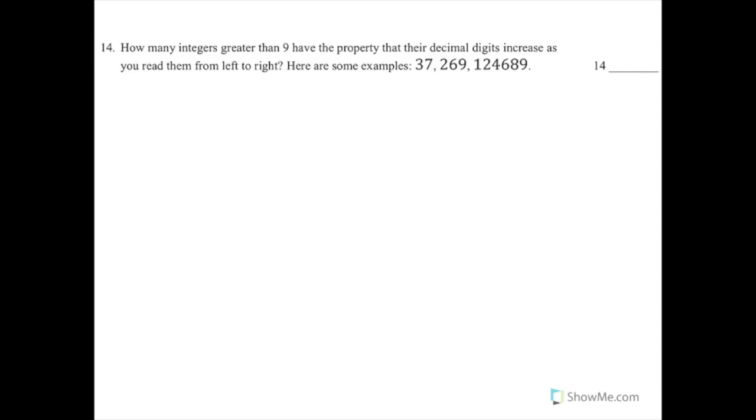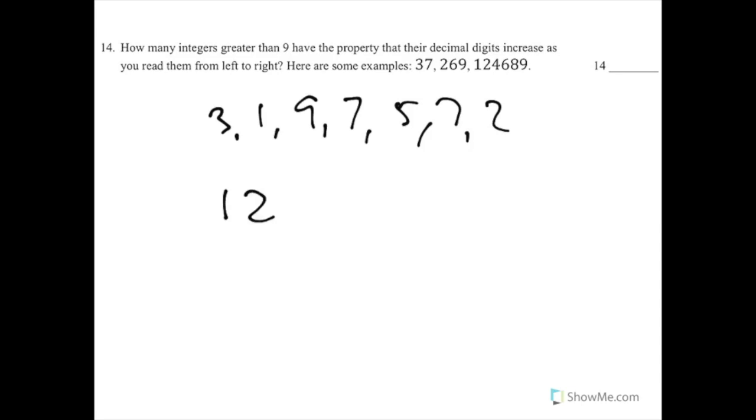So for example, if I've chosen the digits, say 3, 1, 9, 7, 5, 7, 2, we see that the only way to arrange these digits so that it's non-decreasing is first with 1, then with 2, then with 3, 5, the 2 7s, and the 9.